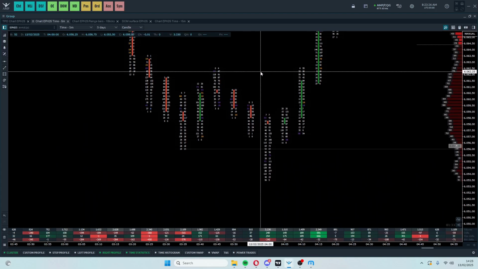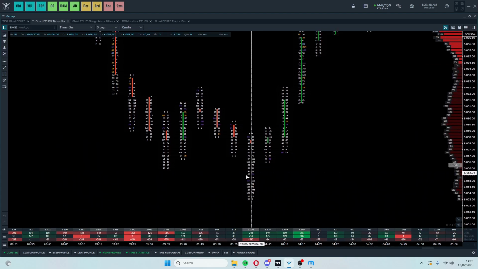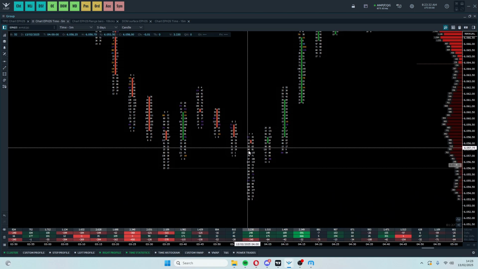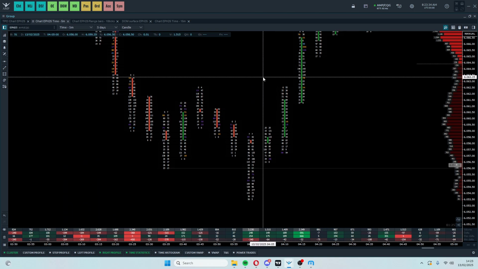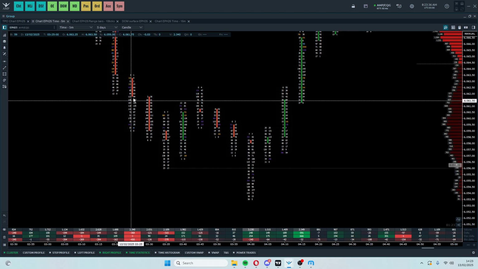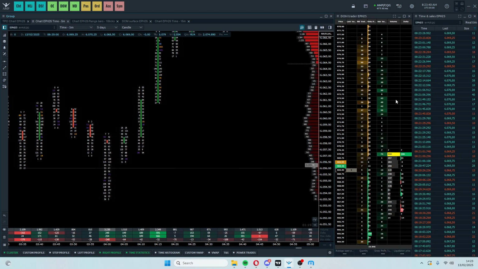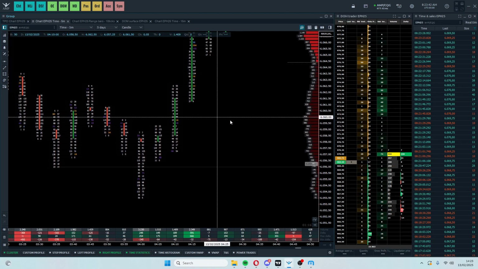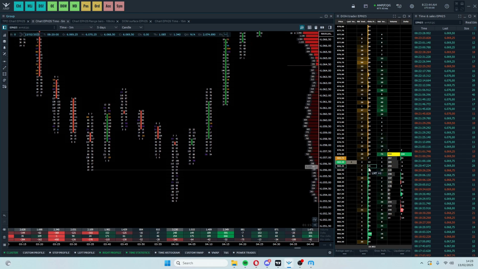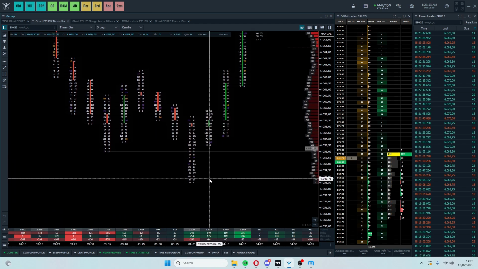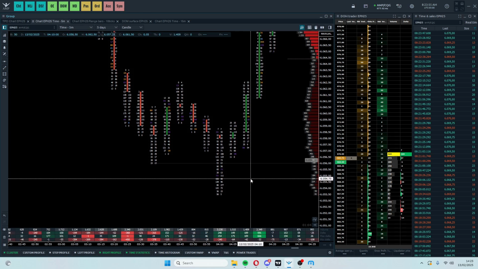If you look at the footprint chart, you can actually see the interaction between buyers and sellers at each price level, which gives you an edge when you trade, and when you execute, you know exactly where to execute. If you look at the DOM as well, you can already see passive orders sitting in the market, and this is just really helpful when you want to execute, and yeah, gives you an edge in your trading.